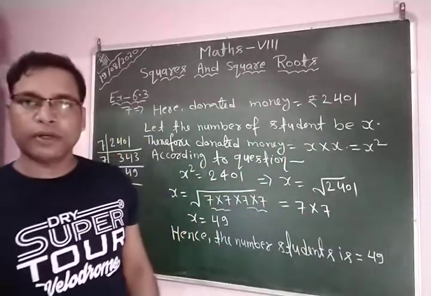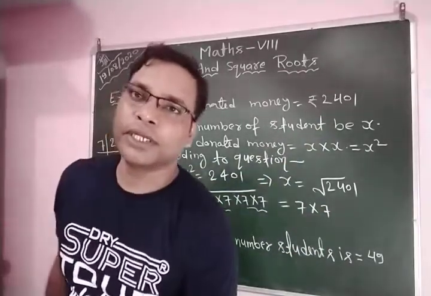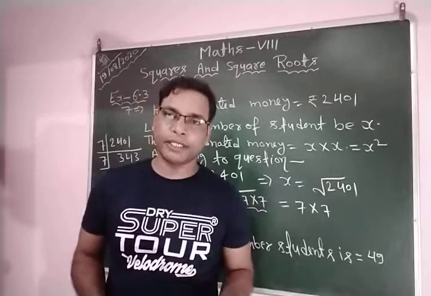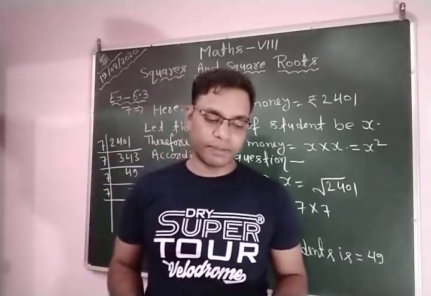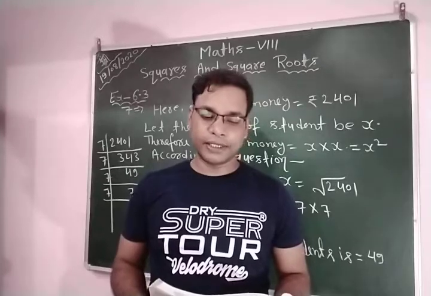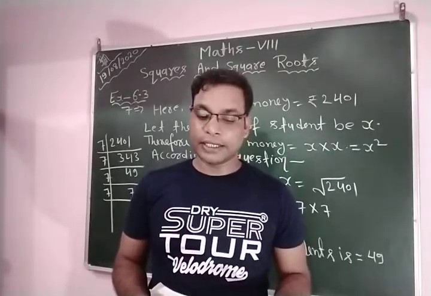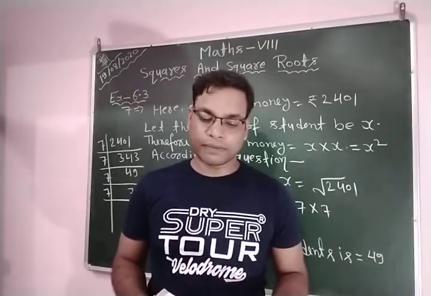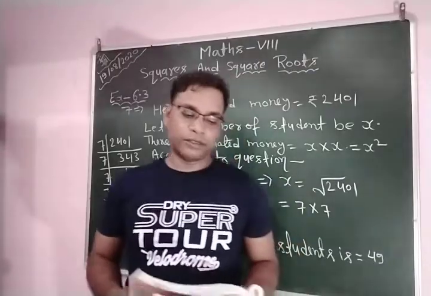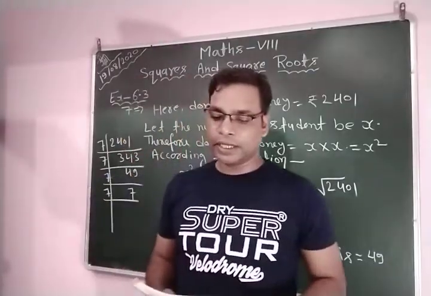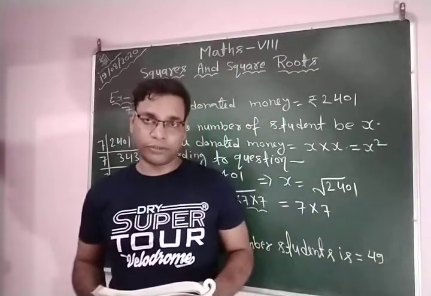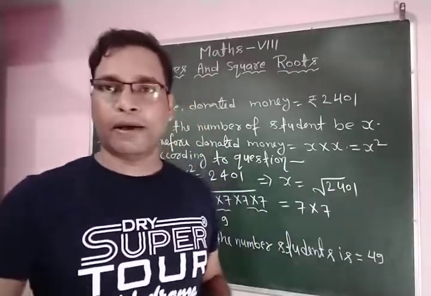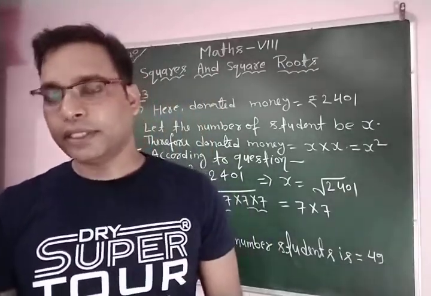Okay, so now we are going to discuss the next question. Question number 8 is: 2025 plants are to be planted in a garden in such a way that each row contains as many plants as the number of rows. Find the number of rows and the number of plants in each row. Here it is given that the number of plants in each row is equal to the number of rows, and the total number of plants planted in the garden is 2025. So let's see how to solve this question.